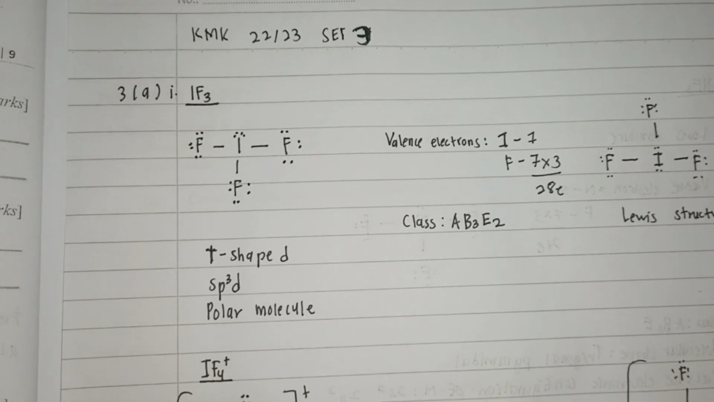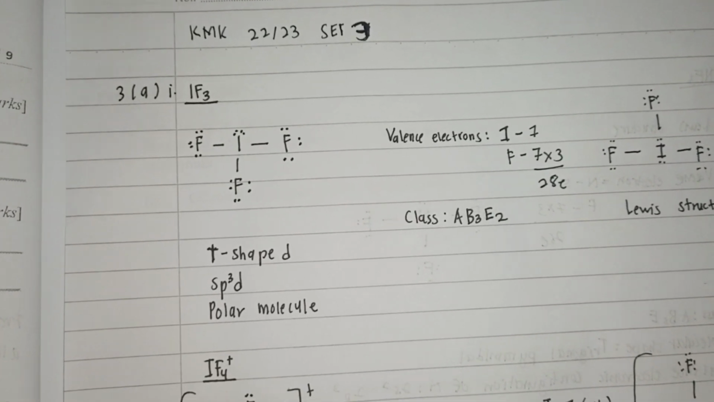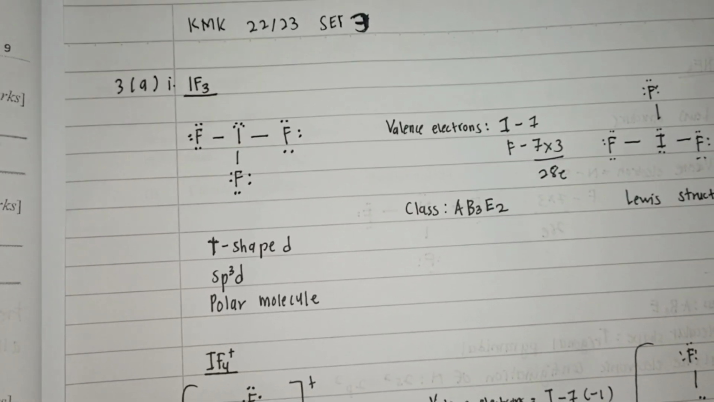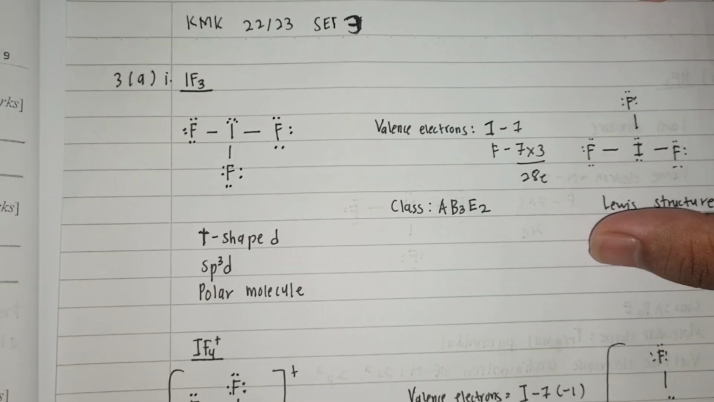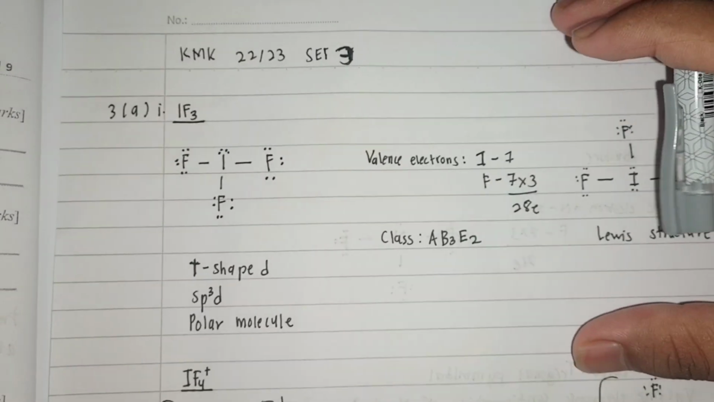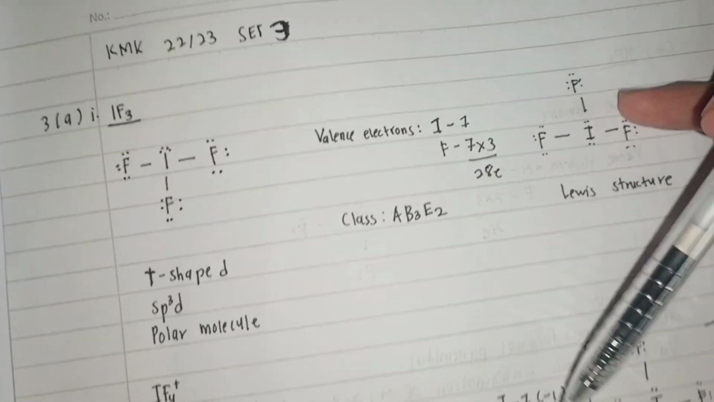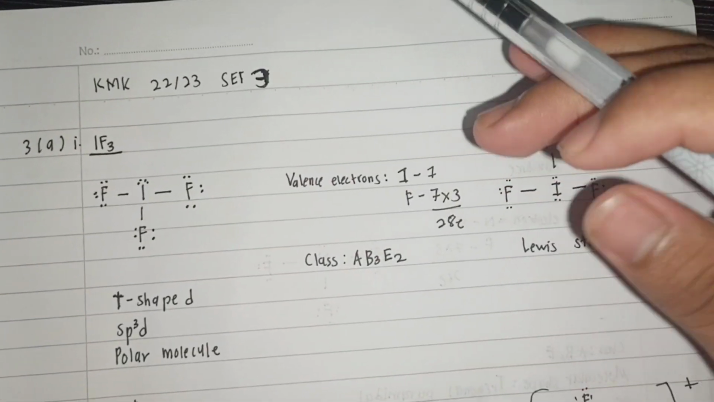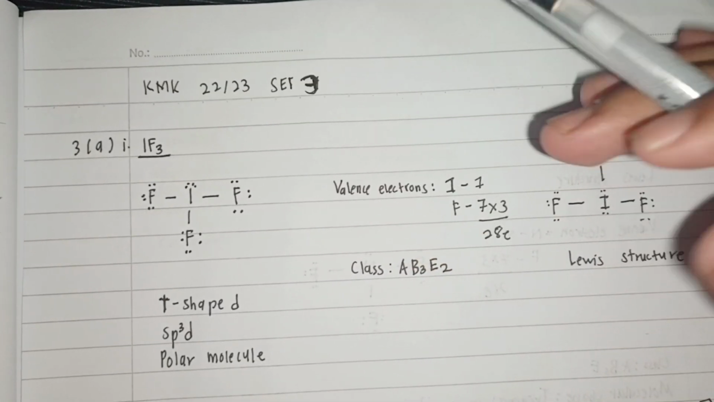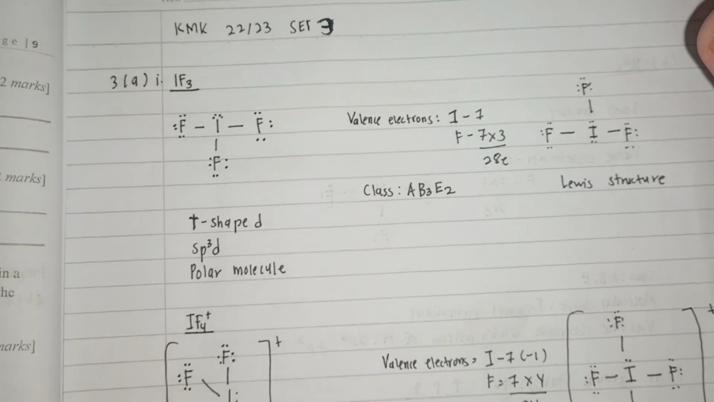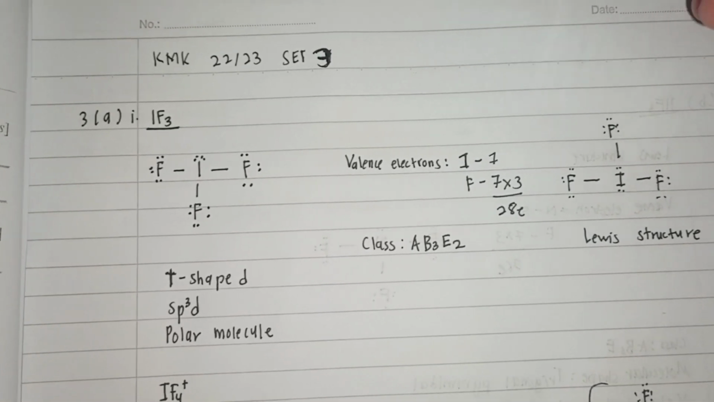So let's move on to the first thing that it asked, which is to draw and name the molecular shape. For me, the easiest way to answer this question is to first do the Lewis structure of the given molecule. So let's move on to iodine trifluoride.